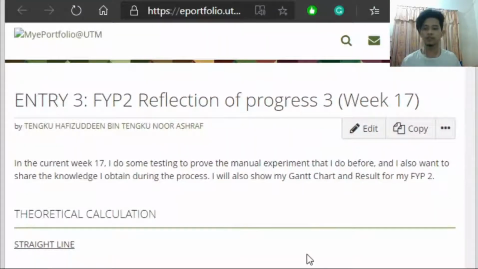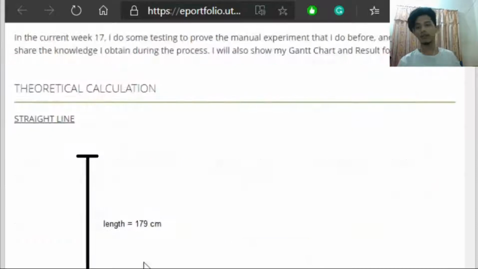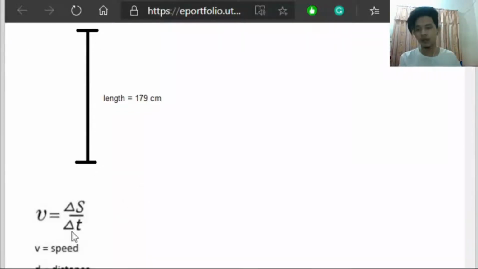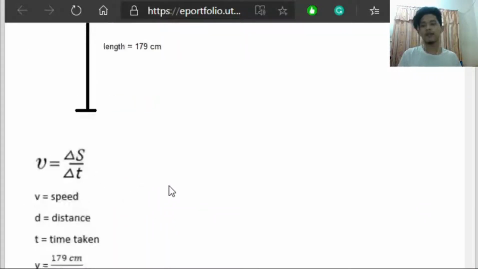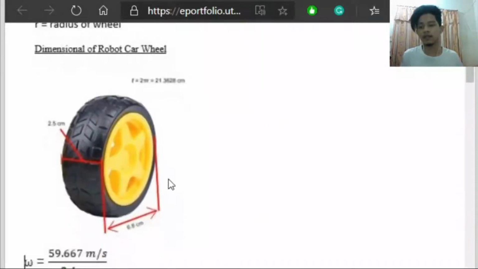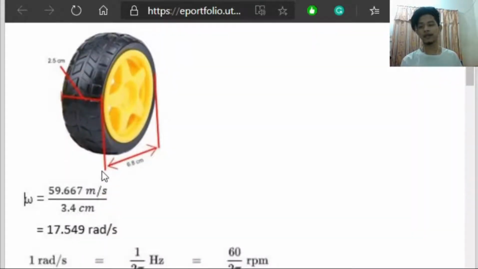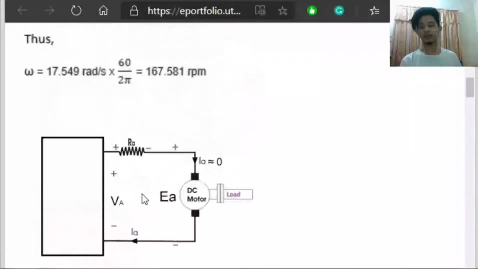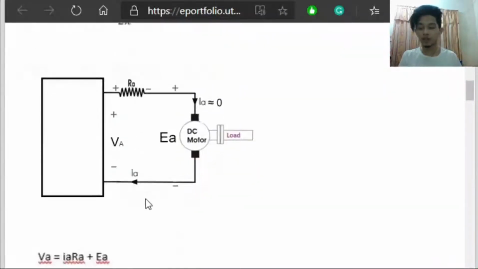So to calculate the speed of the robot car wheels, for example, we want to make the robot car move straight with a length of 179 cm. We can use this formula: distance divided by time, we get the speed. And also this formula to get the omega speed, we divide by the radius of the wheel. And from the diagram here, we assume IaRa is very small, so that's why here Va approximates to Ea.